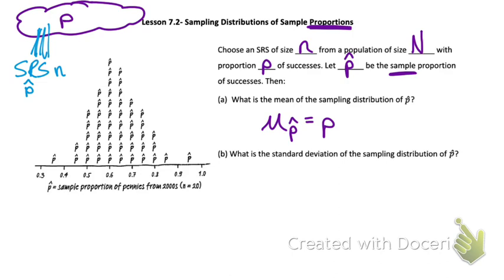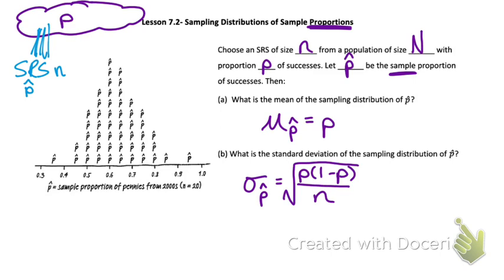If you guys look on the back side of your formula chart, you will see across the top it says random variable for one population p hat, and then it says parameters of a sampling distribution. The mean of p hat is right there. It's p. Now, the standard deviation of p hat is also on your formula chart. It is the square root of p times 1 minus p divided by the sample size. This is on your formula chart.